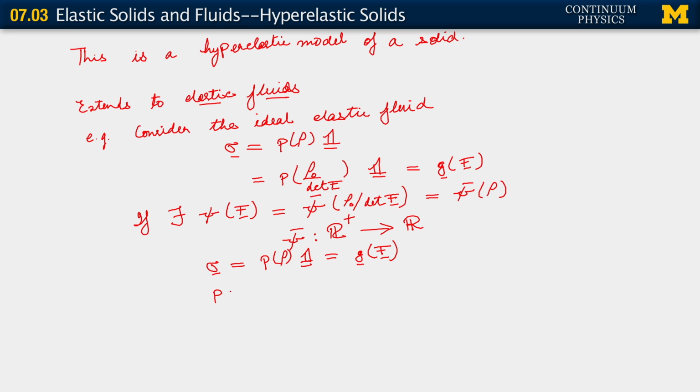P as a function of rho is equal to partial of psi. What we're able to show is that P as a function of rho is equal to partial of psi times rho square. So this sort of a result can be shown. So this notion of a hyperelastic solid can be extended to a fluid.